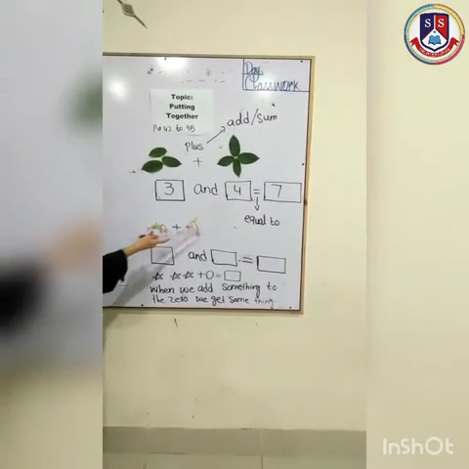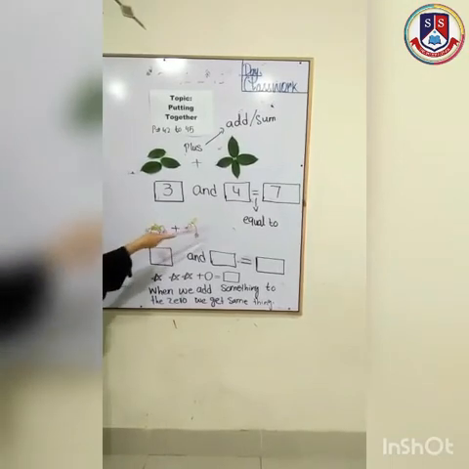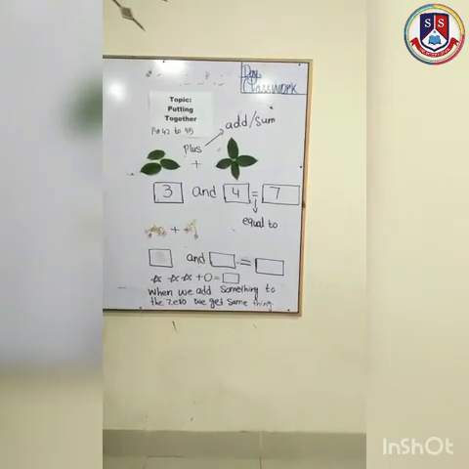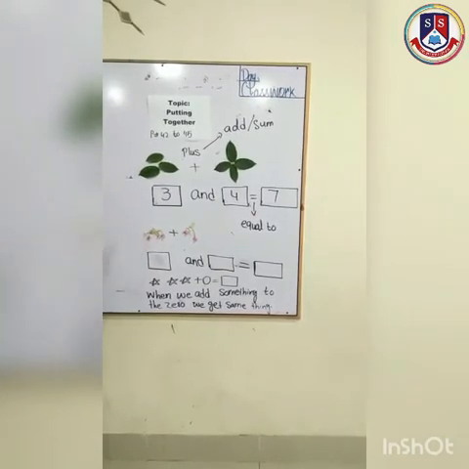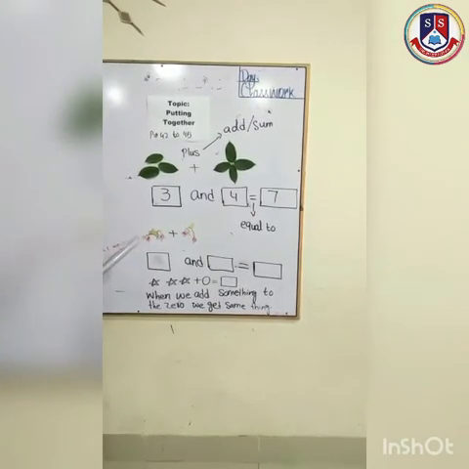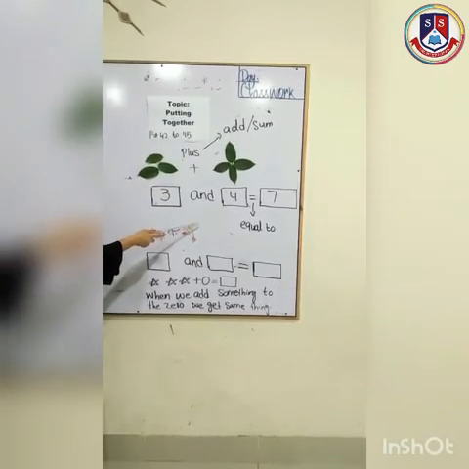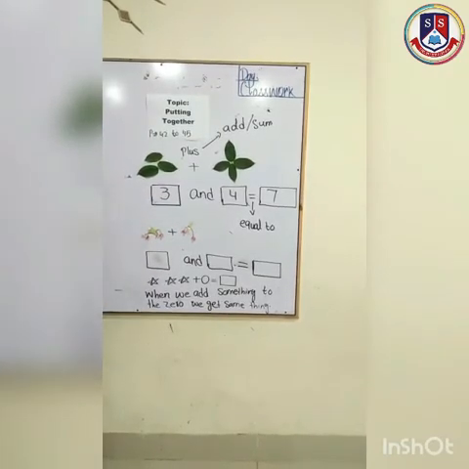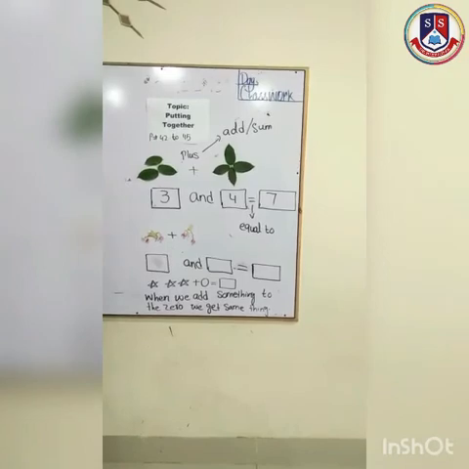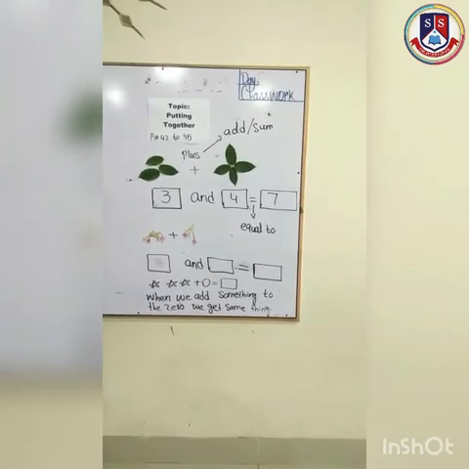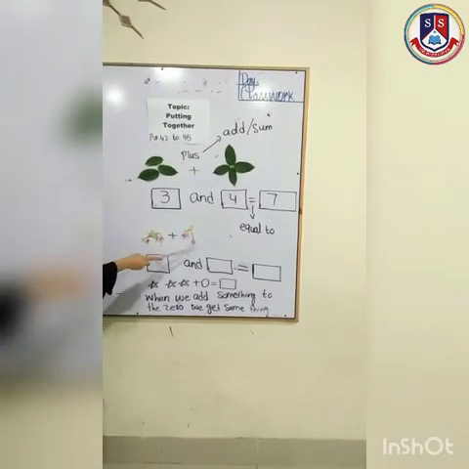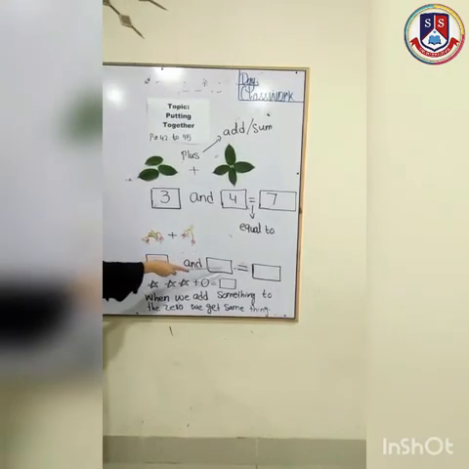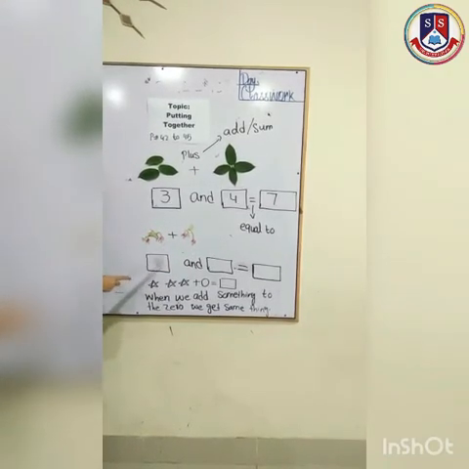Again from this side, 1, 2. There are 2 flowers. Plus 1, 2, 3, 4. 4 flowers in the second group and 2 flowers in the first group. 4 plus 2 equals 6. 4 are here and 2 are here. You will write 2 here and 4 here.